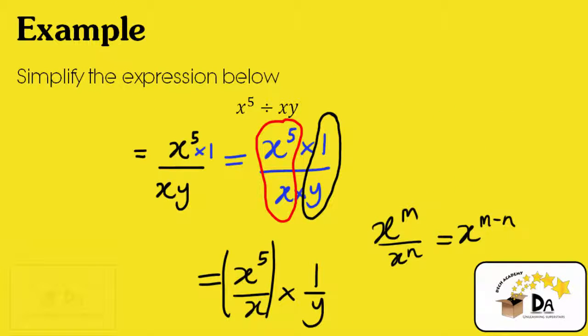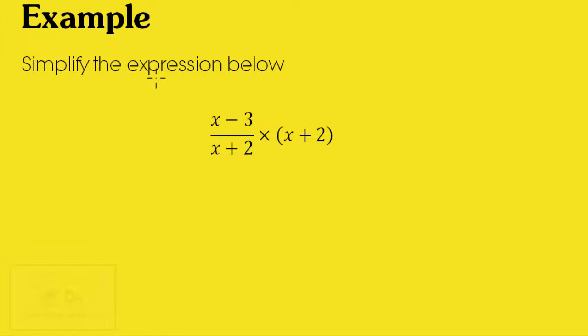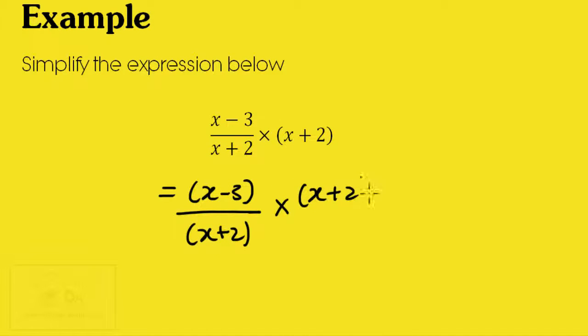If you don't understand what happened here, go back to the videos and check out the rules we considered governing the multiplication of fractions. Here's another example, and we're required to simplify this expression. We have one term as a fraction. I'm going to rewrite the second term as a fraction as follows. So we have x minus 3 divided by x plus 2. This is one fraction. This is the numerator, and this is the denominator. Times x plus 2 as a fraction is x plus 2 over 1.